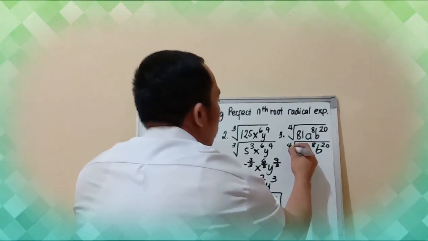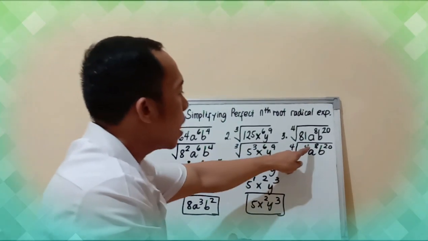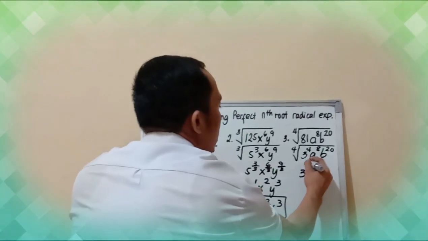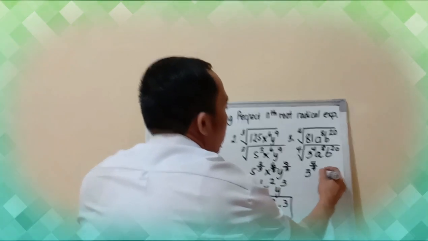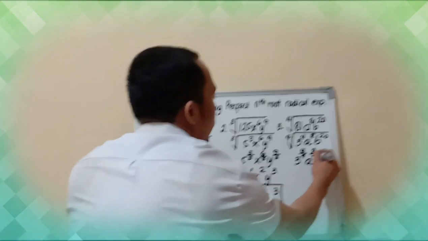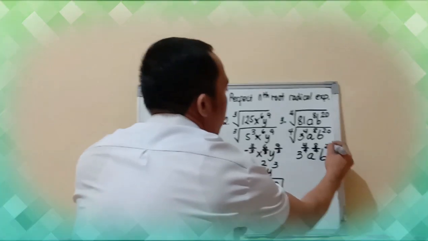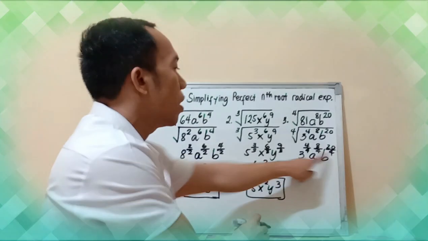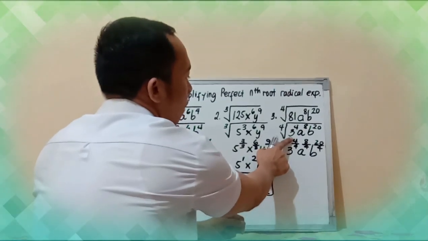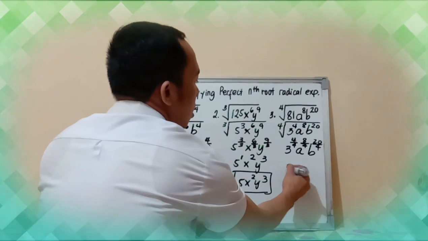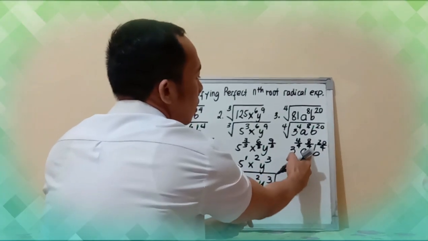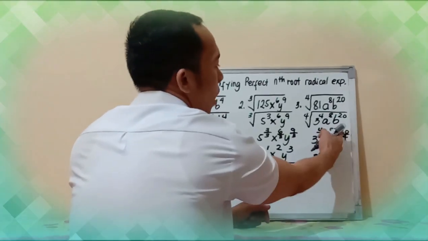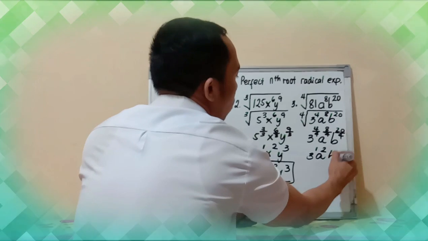Then fourth root. Again, your index will be the denominator of your exponents. So this is now 3 raised to 4 over 4, a raised to 8 over 4, and b raised to 20 over 4. So your index becomes the denominators of your exponents. So 4 divided by 4, 1. So this is 3 raised to 1. Then 8 over 4 is 2, so a squared. Then 20 over 4 is 5, so b raised to 5.